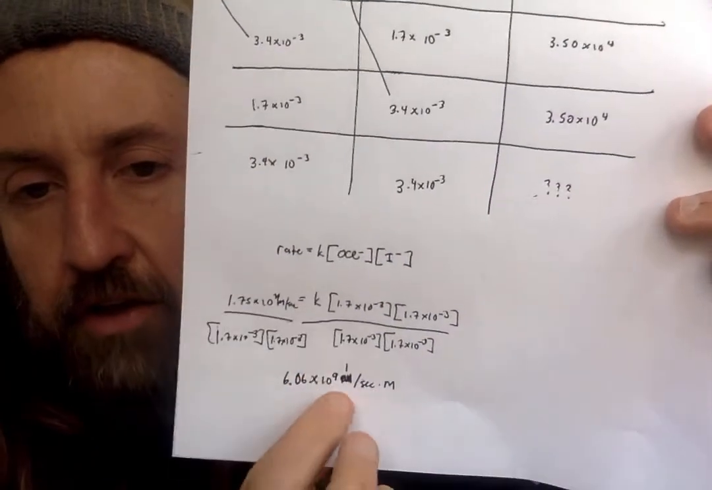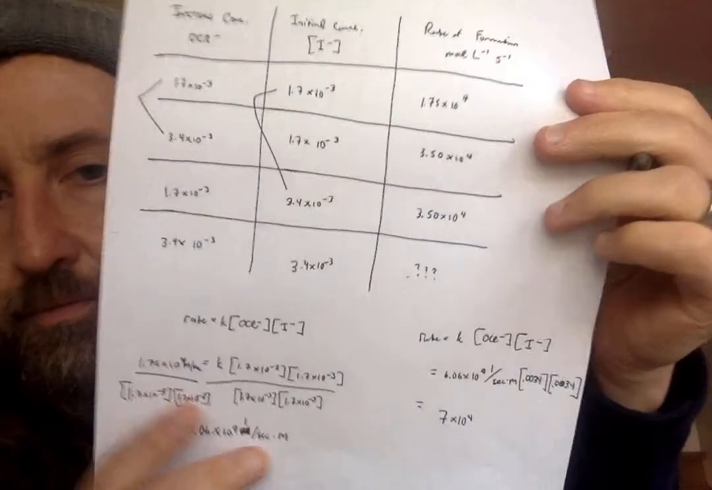And so, once I've done that work and I've found that K, I can just go ahead and take my rate law. Rate equals K OCL I negative, plug in 6.06 times 10 to the 9th, 1 over seconds times molarity, and then it is going to be 0.0034, 0.0034. I don't know why I'm making them into decimals today. I just feel like it.